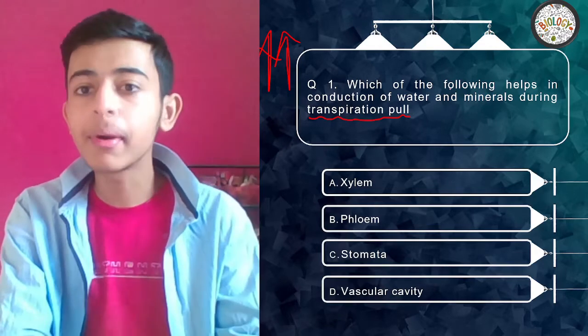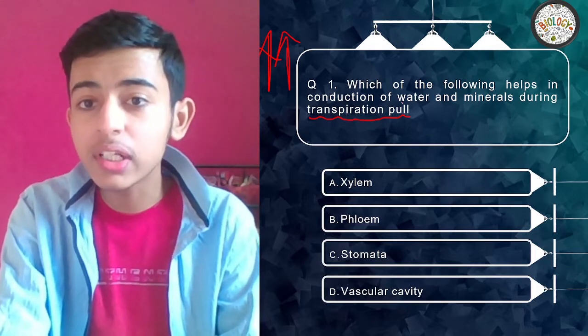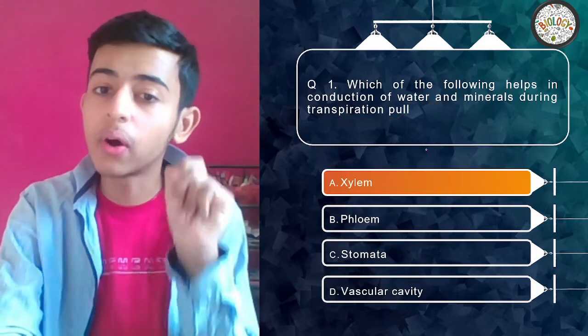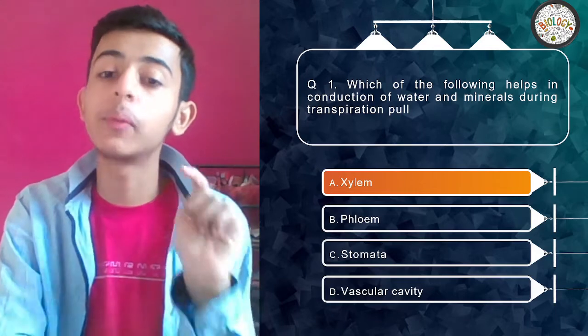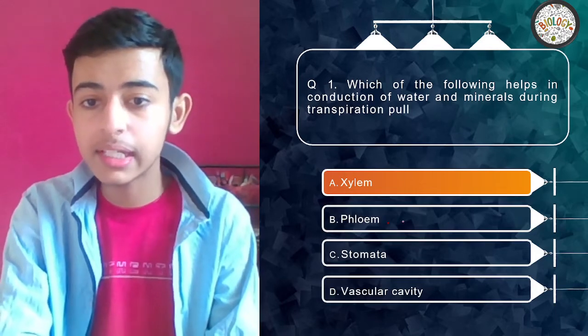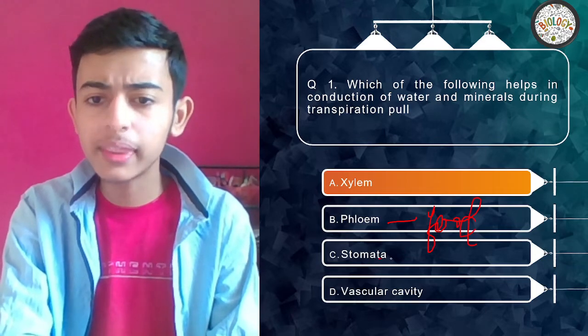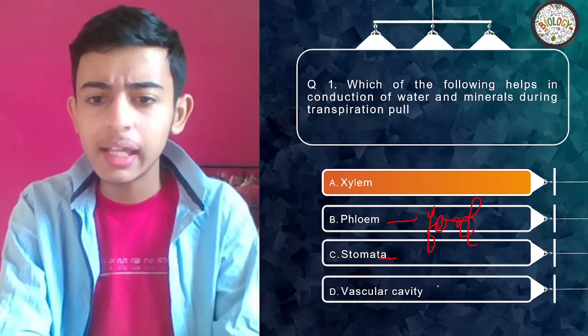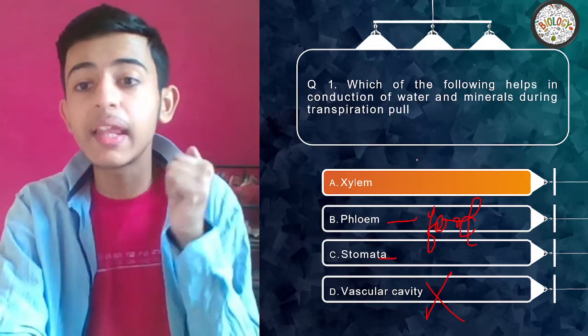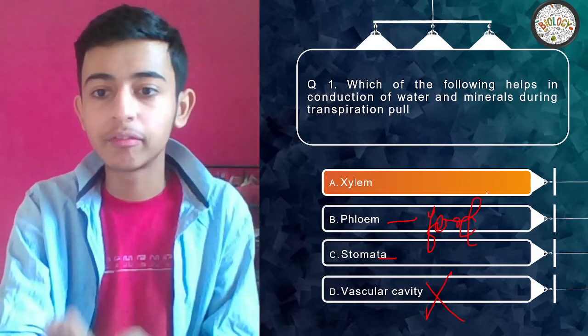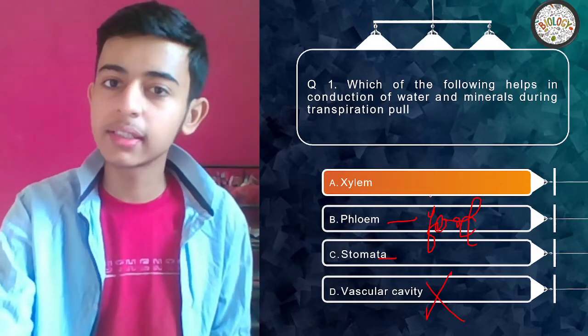See guys, remember whenever you hear the term water and minerals, it is always and always xylem, always, because phloem is associated with food, stomata with gaseous exchange and transpiration, vascular cavity we are not talking about. Whenever water and minerals, xylem, food, phloem, right?